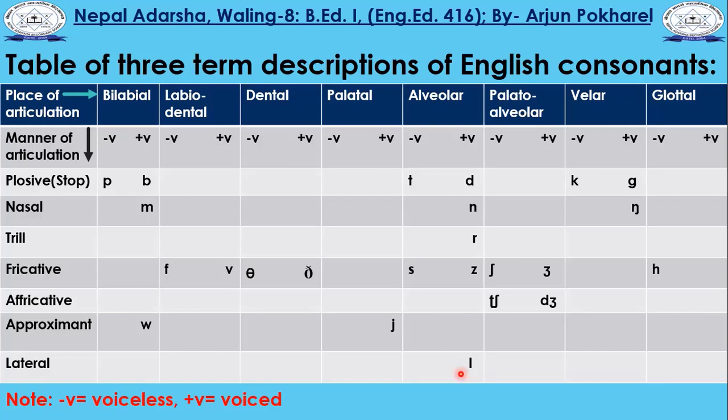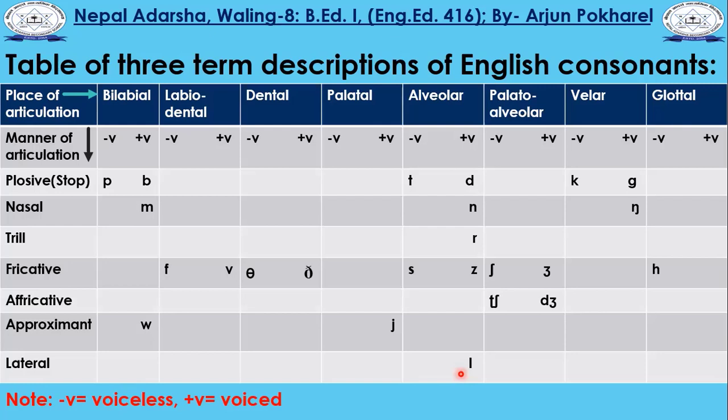That alveolar lateral sound in English is l, a lateral sound. In the production of a lateral sound, the air from the lungs goes out through the sides of the tongue. The tip or blade of the tongue touches the alveolar ridge, and the sound l is produced by emitting air from the lungs through the two sides of the tongue.